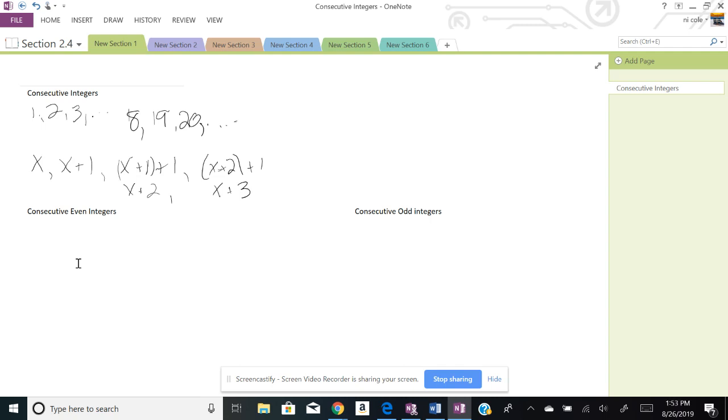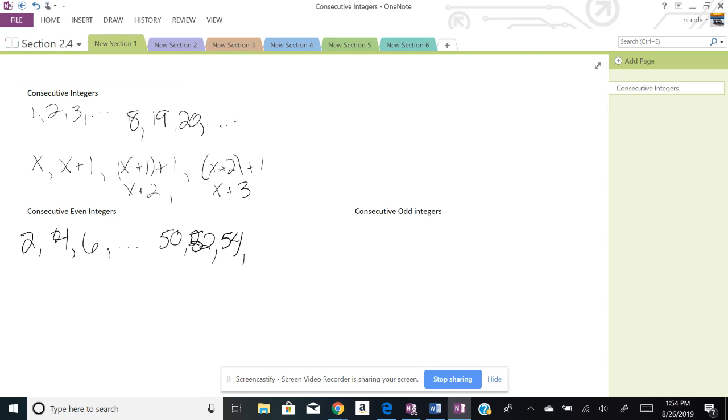But the other thing you need to know are consecutive even integers. What are consecutive even integers? Well, 2, 4, 6. What would be another example of consecutive even integers? Well, what about 50, 52, 54, and so on? Okay? But once again, here, what happens when I don't know the starting number?